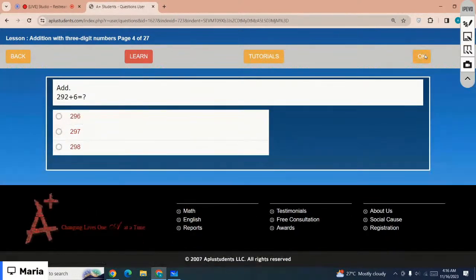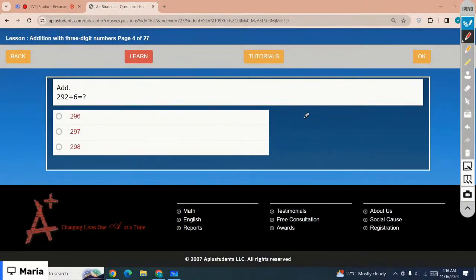Okay, the next one is 292 plus 6. So just write them down like this. So how do we add? 6 plus 2 is 8. You can bring 9 as it is and you have 2. So it will be 298, right? 292 plus 6 is 298. The correct option is 298.